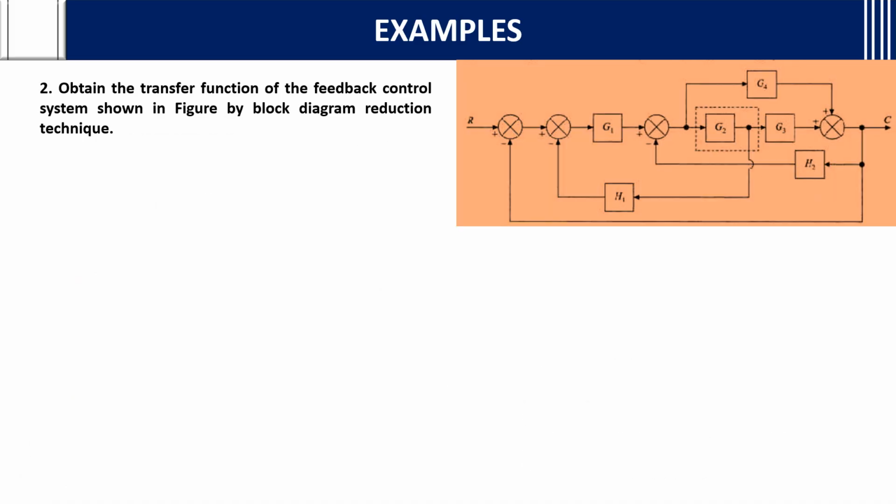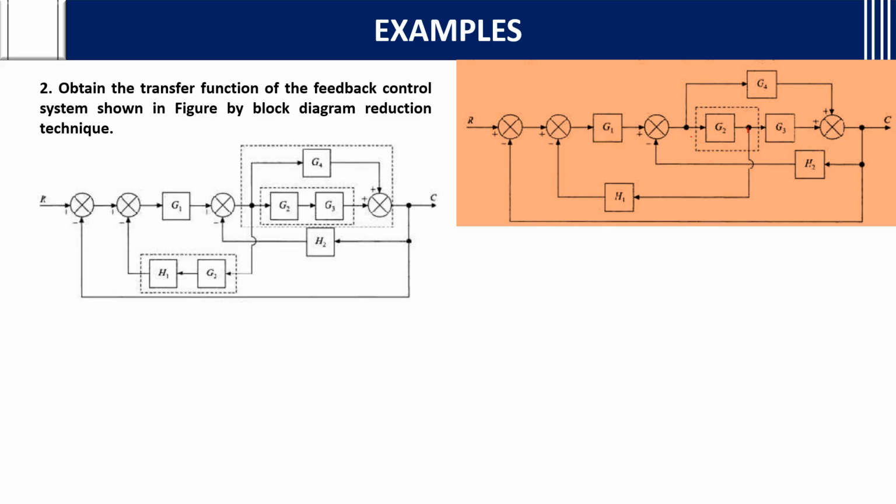Next question. Obtain the transfer function of the feedback control system shown in the figure by the block diagram reduction technique. If you see this diagram, G2 is highlighted. Even though it is not highlighted, you should know that if you shift this takeoff point to the left side, it will become easy, right? Why? Because there is an overlapping here, so we can't calculate directly. So if you shift, this takeoff point is shifted to the left side. Then you are going to add G2 to the block here. Understanding? You should add G2 to the block, because you are shifting to the left side.